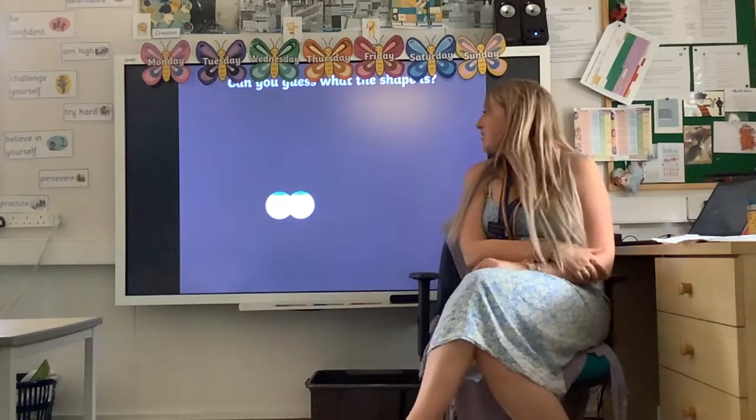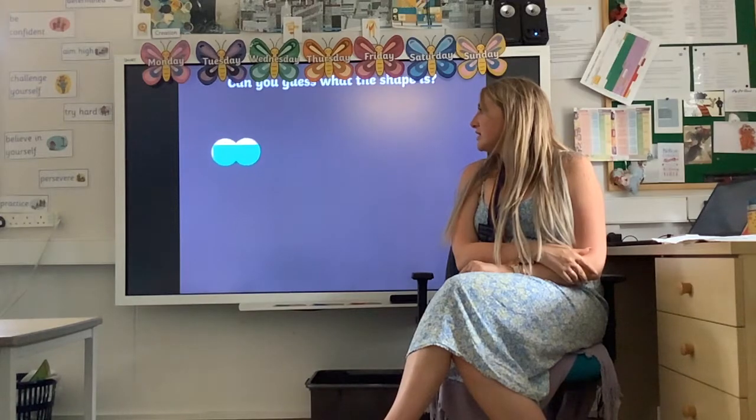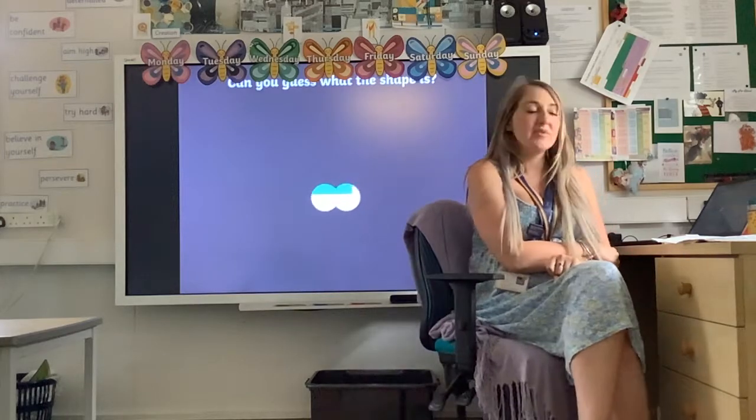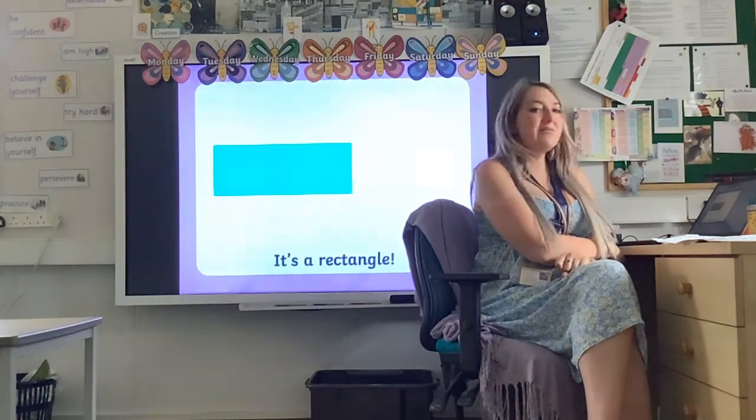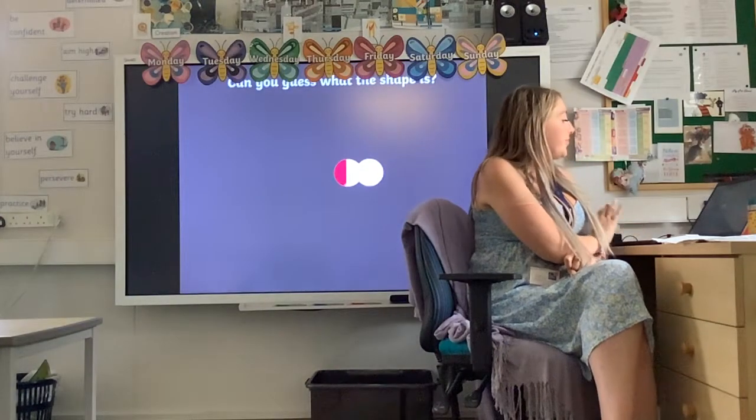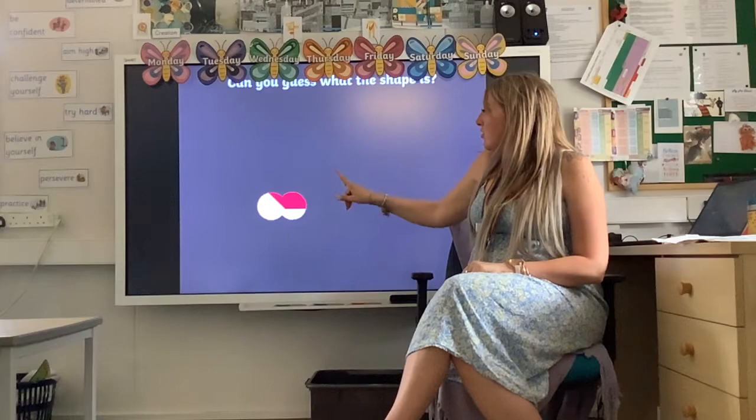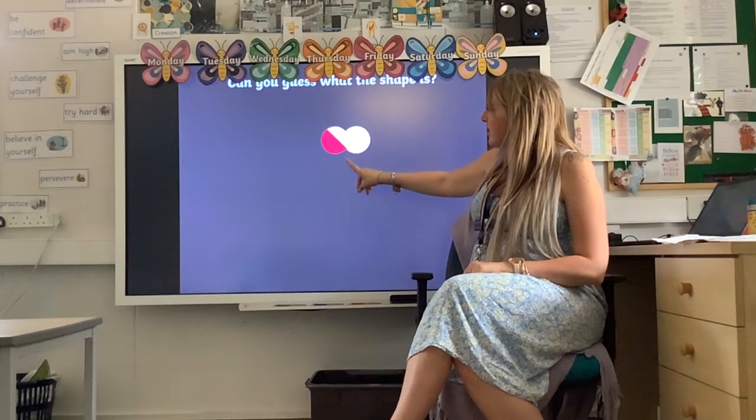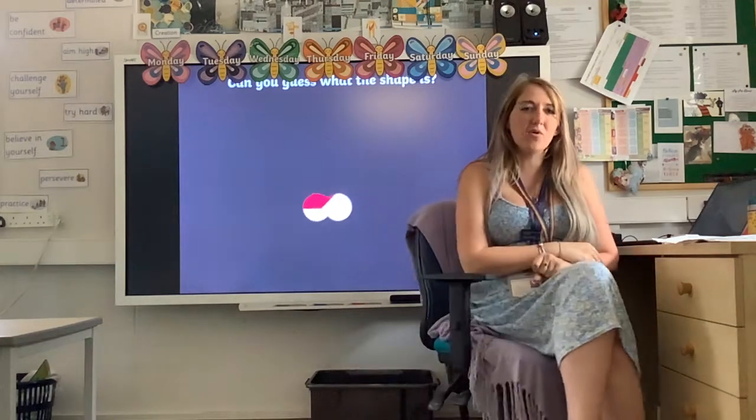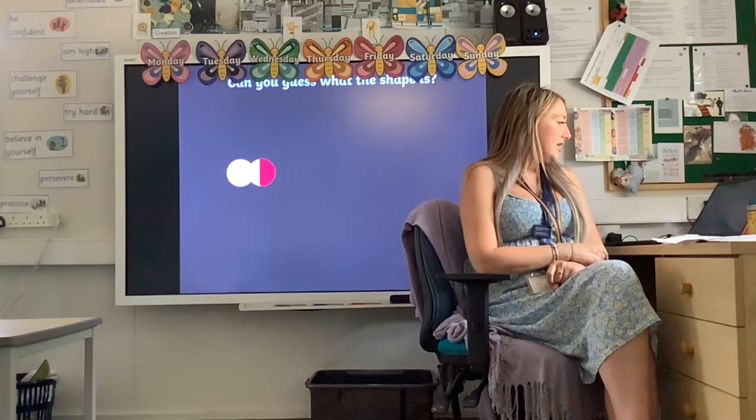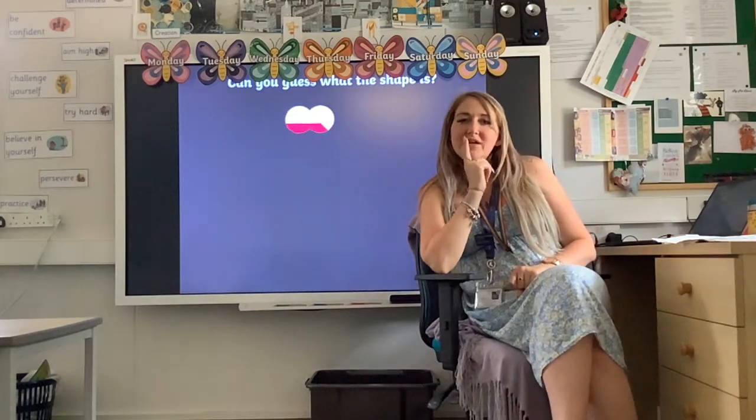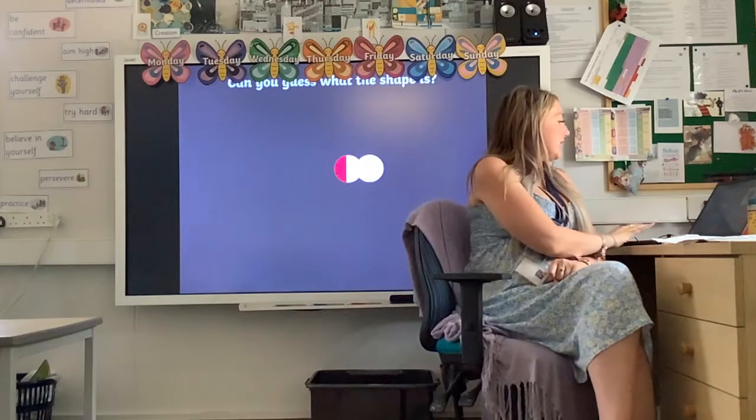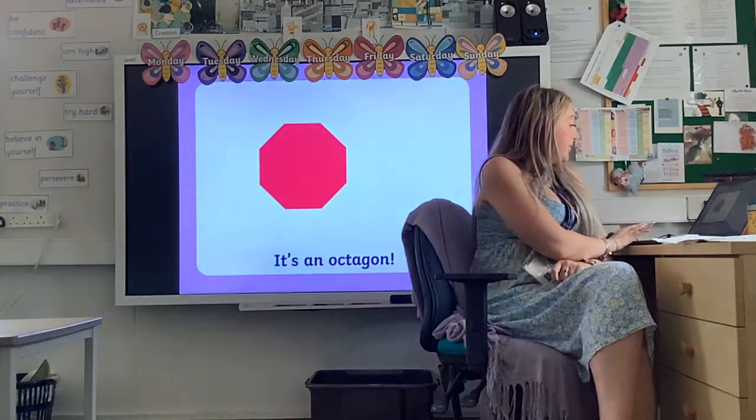Next shape. Look closely. Count how many sides you can see. Count how many corners. Can you guess what the shape is? It was a rectangle. Well done. What about this shape? 3, 4, 5, 6, 7, and 8. Who can remember what our 8-sided shape was called? If you have a little think, the beginning of it might start with oct, like an octopus has 8 legs. What do you think it might be? It's an octagon.